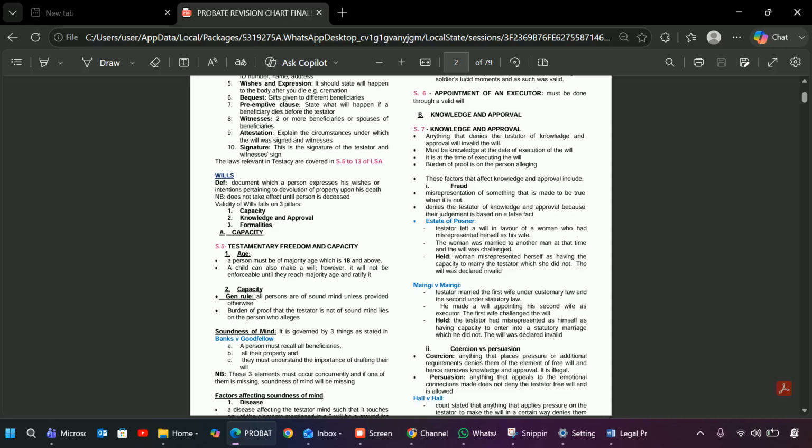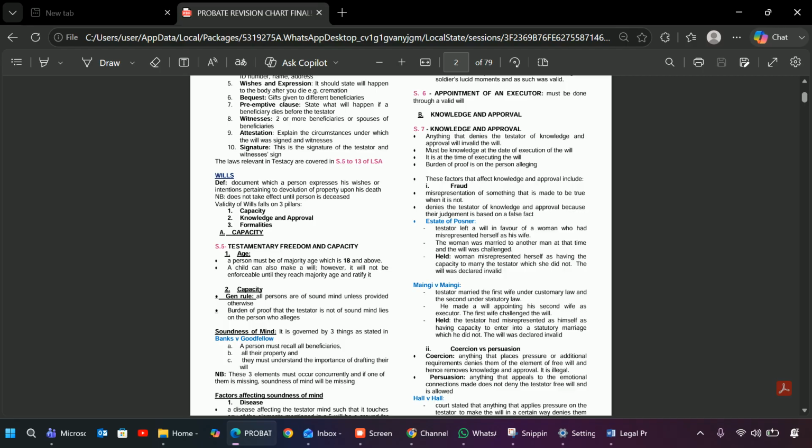Inside capacity, this is where the lecturer will be glad to test you on landmark decisions pertaining to capacity, and even in examination situations, they will tell you a person did not have capacity in one way or another. So how will you test whether a person, according to section 5 of the Law of Succession Act, had testamentary freedom and capacity? You check on the age.